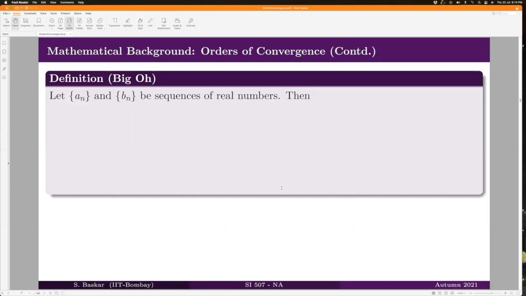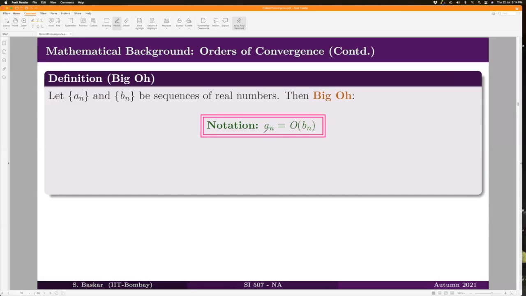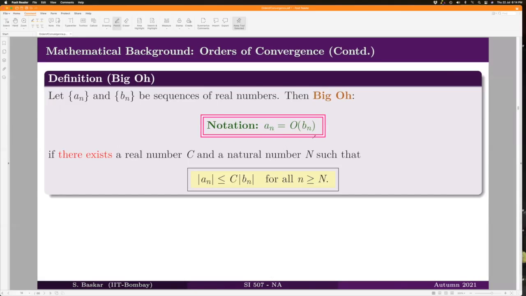Let sequences an and bn be sequences of real numbers. Then we say that an is big O of bn, which is written like this. And how is it defined? Well, we will say that an is equal to big O of bn if there exists a constant c and a natural number N such that mod an is less than or equal to c into mod bn for all n greater than or equal to N.